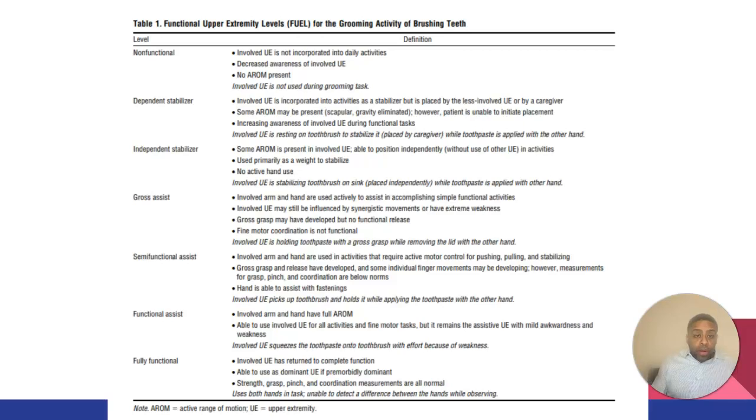All right, so there are different classifications of upper extremity function, right? From non-functional, to an arm that can be used as a dependent stabilizer, to independent stabilizer, gross assist, and so on.